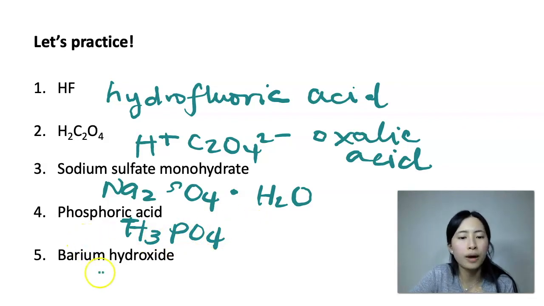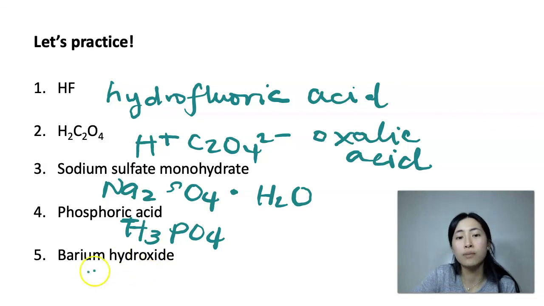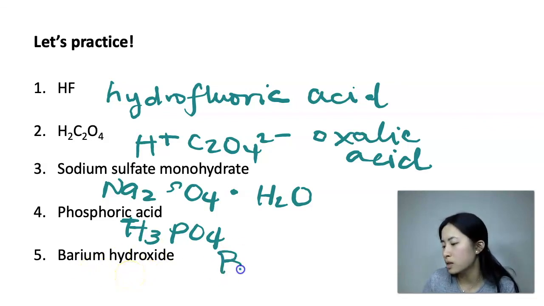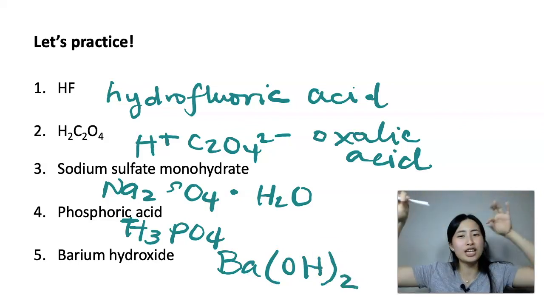Now moving on to barium hydroxide, this is a strong base. In fact, you know that barium carries a charge of +2 since it's found in group 2 of your periodic table. Hydroxide carries a charge of -1. Therefore, this must be Ba(OH)2.